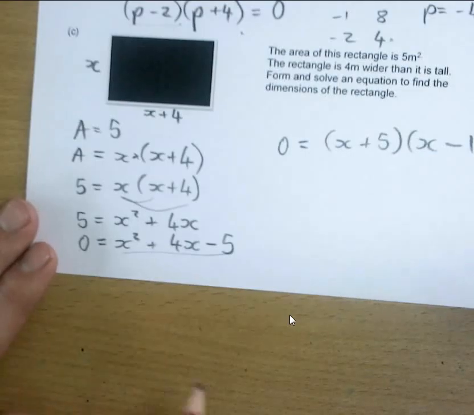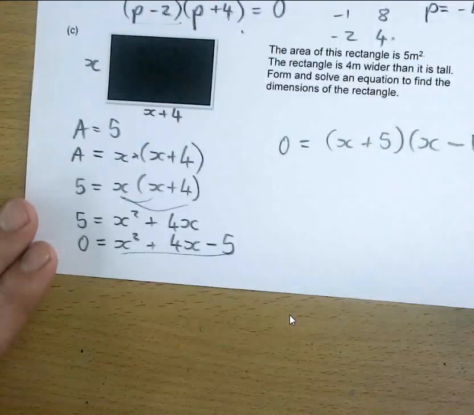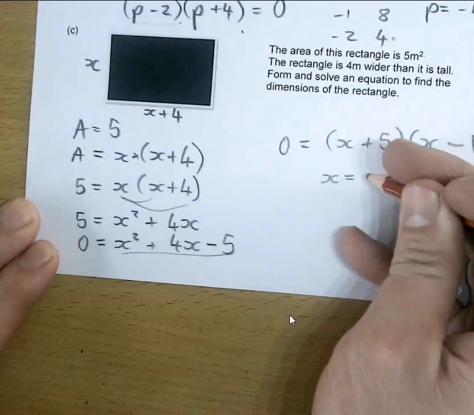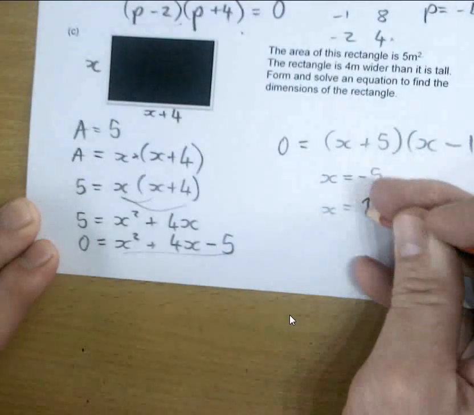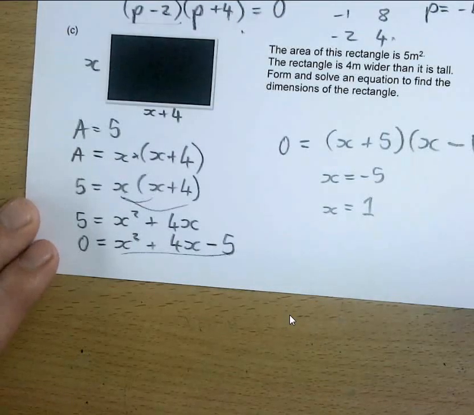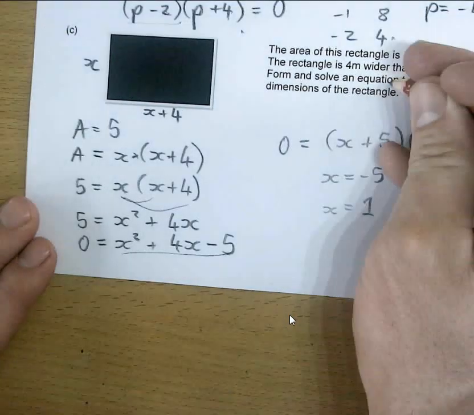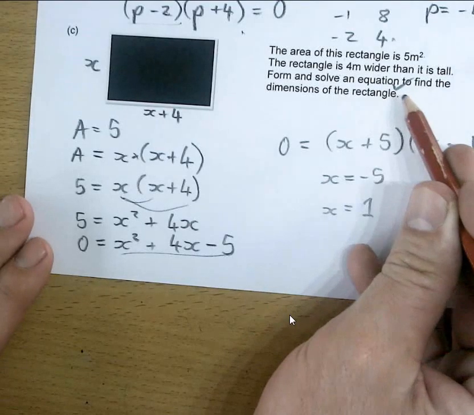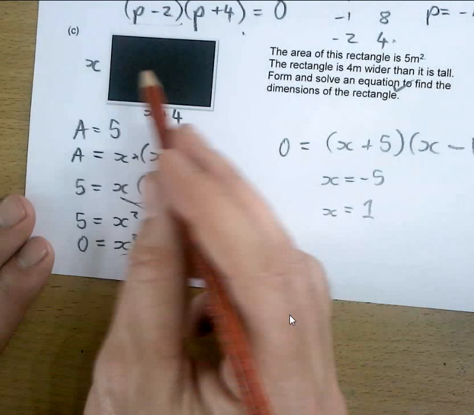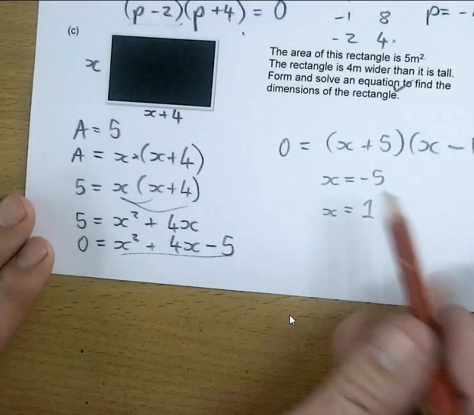And now it's the same step as last time. Once you've got it in brackets, it's just take the opposites of your numbers. X is equal to minus 5 and x is equal to positive 1. Alright, now I need to make sure I've answered the question. Form and solve an equation, yes I've done that, to find the dimensions of the rectangle. So I found x, but I haven't told the person how tall and how wide the TV or the rectangle is. So there's two answers.